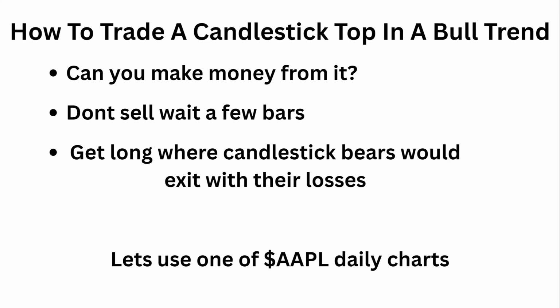For example, consider a candlestick top in a bull trend. Can you make money from it? Yeah, you can. But you don't sell it. You wait a few bars, figure out where the bears will exit with their losses, and you place a buy stop to get long where they are getting stopped out. That's how you make money from using a candlestick top. You bet that it will fail, because most tops fail in a bull trend, and you get long where shorts are taking losses.